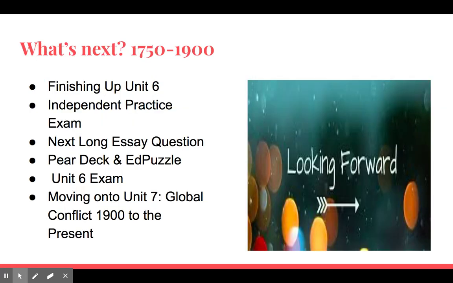What's going to be happening next as we continue to explore 1750 to 1900 and beyond? We'll be finishing up Unit 6. We're going to have an independent practice exam like the one that we had earlier, where everybody just takes it independently to see how they do. We're going to have another long essay question to work on. There'll also be a Pear Deck and Edpuzzle coming up this week, the Unit 6 exam as well, and then we'll be moving on to Unit 7 about global conflict from 1900 to the present.